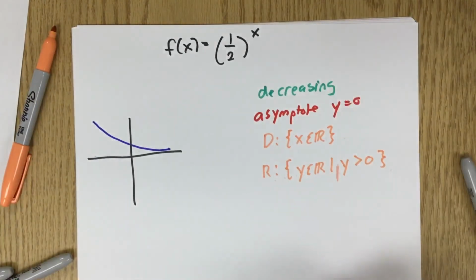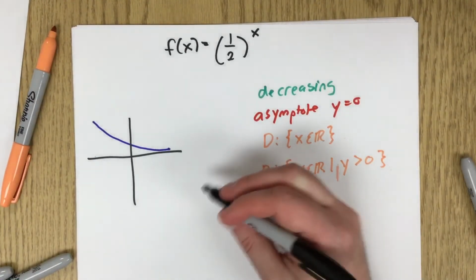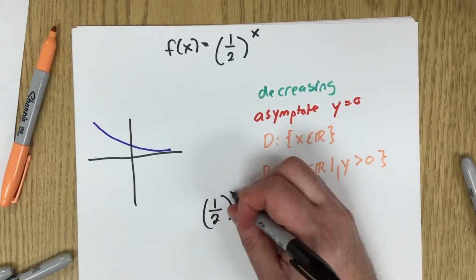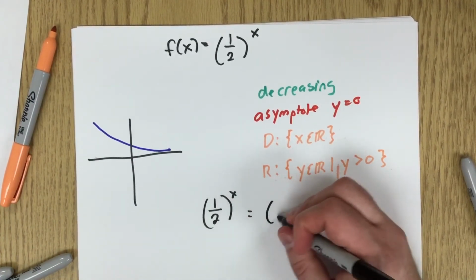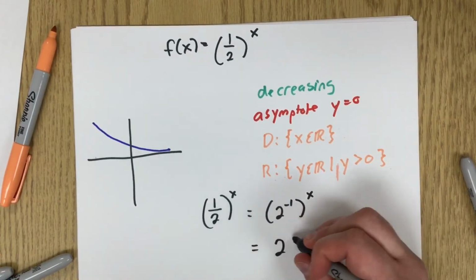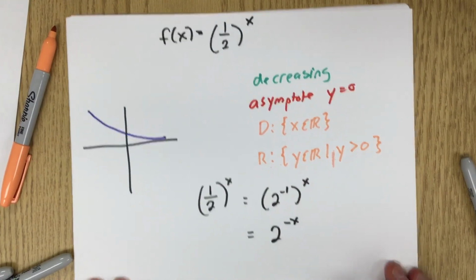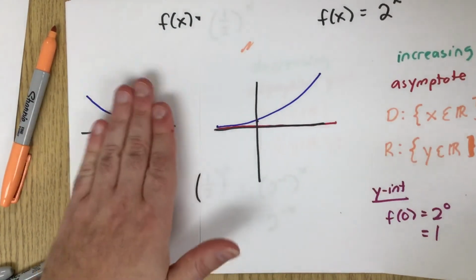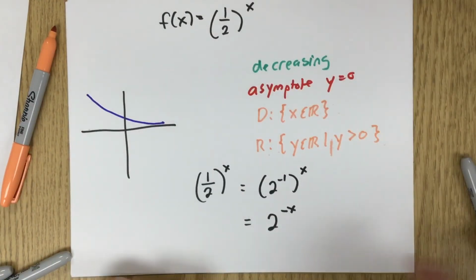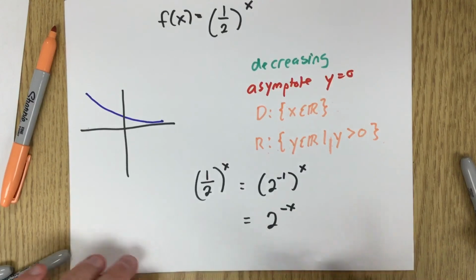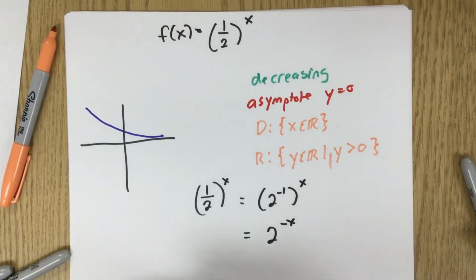One thing I would like to point out, and we're going to come back to that later, but 1/2 to the x is the same thing as 2 to the minus 1 to the x, which is the same thing as 2 to the minus x. And if you look at these two graphs, they've been flipped over the y-axis. So it looks like just a horizontal flip there. Okay.